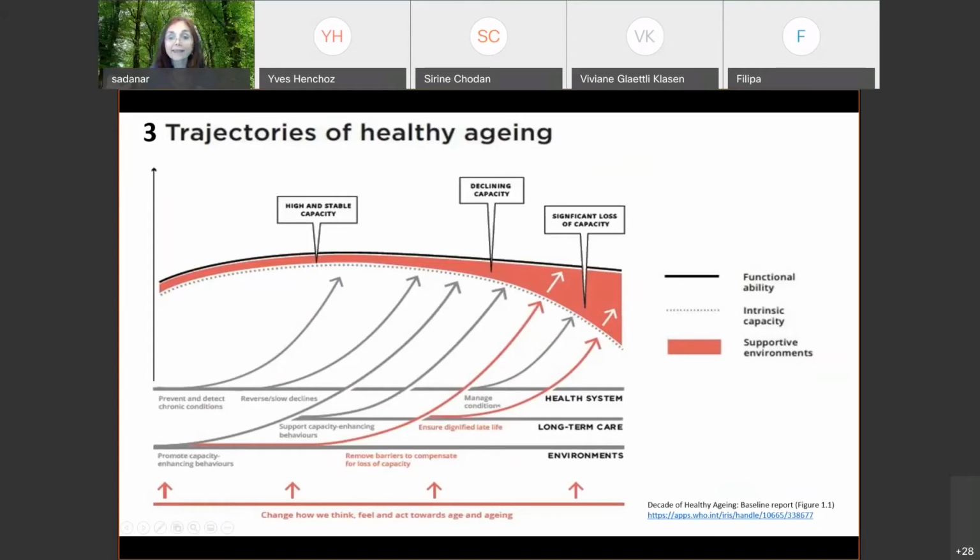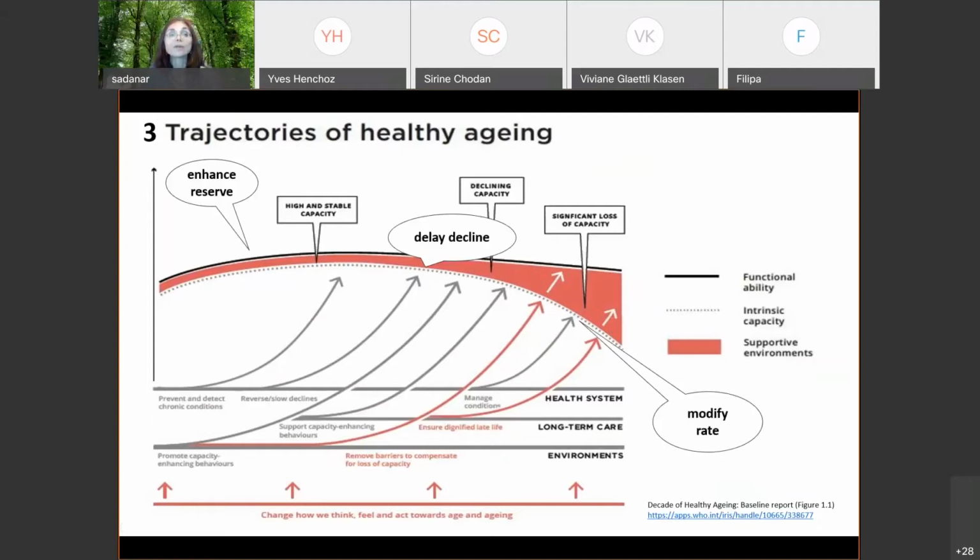And I think Diana, Professor Koo, is online. We have very much benefited from her and her center's work. We very much want to credit that this thinking, going from the epidemiology to what actually can be done, largely reflects the work that she has catalyzed in our efforts. So we want to see how we can enhance reserve, how we can delay decline, and then how we can modify the rate of decline when it occurs.